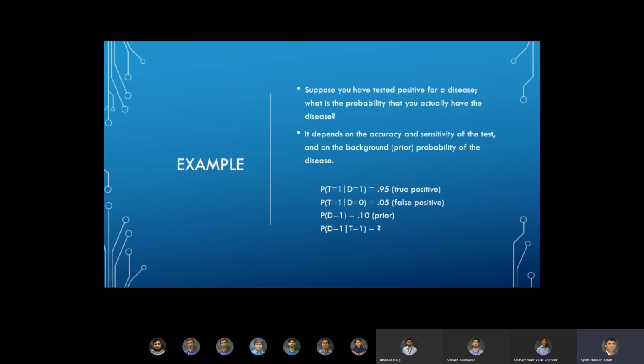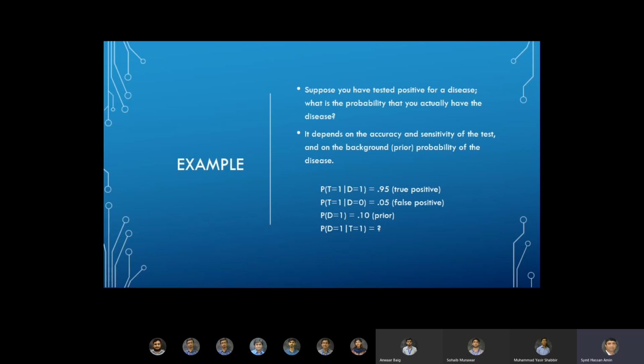Okay, so probability of test given disease. So the test is positive and the person has the disease. Let's say that probability is 0.95. If that is the case, then having a positive test means that there is a 95% chance that you have the disease. So it's a really accurate test. There is another scenario as well. The test is positive, but you don't have the disease. There is a 5% chance of that as well. So that is a false positive. The test is giving you a false positive.